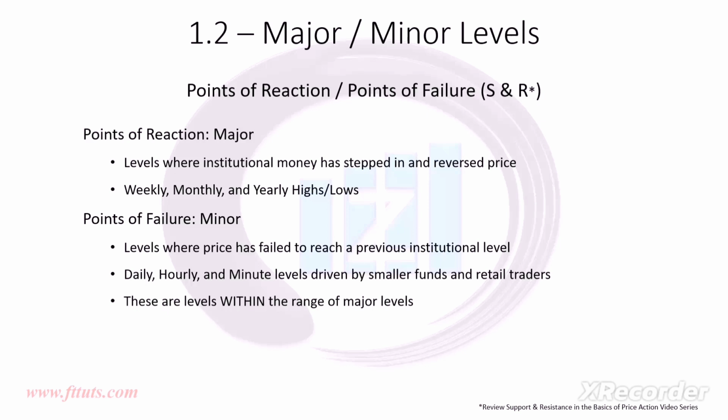Okay, so our points of reaction are our overall range. They're going to be our daily, our monthly, even our yearly levels that give us this massive range of price to move within. And then our points of failure are going to be our levels that are somewhere within that larger range that give us these smaller ranges to trade within.